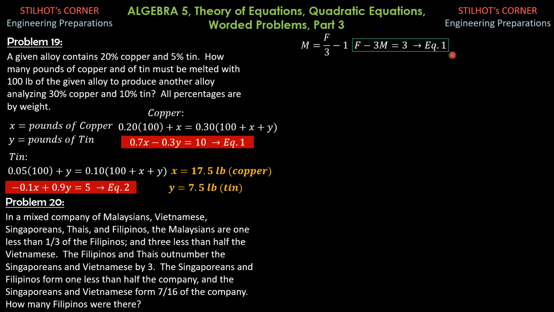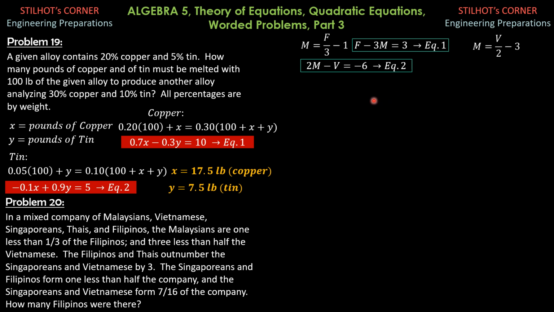Then the Malaysians are also 3 less than half the Vietnamese. To express this in algebra, M is equal to 3 less than half the Vietnamese, which means 1/2 of the Vietnamese minus 3. So M equals 1/2 of V minus 3. Multiply everything by 2 and simplify. We have 2M minus V equals negative 6. Call that equation 2.